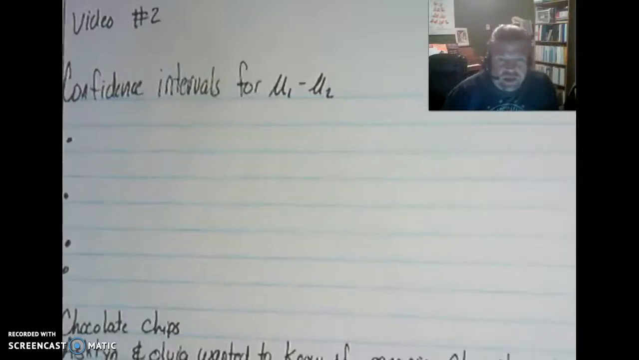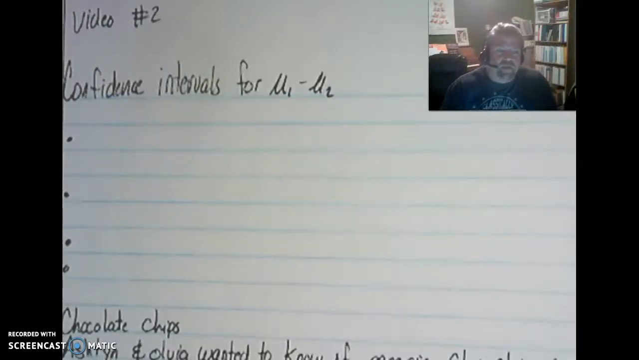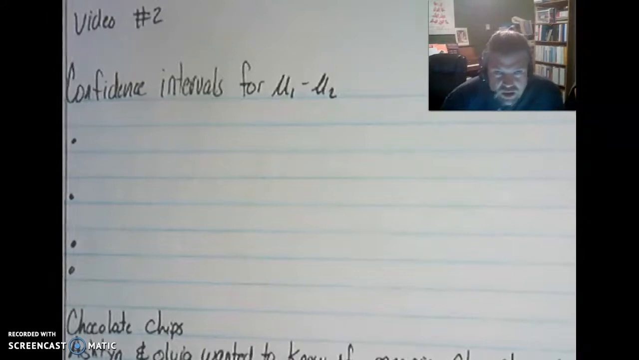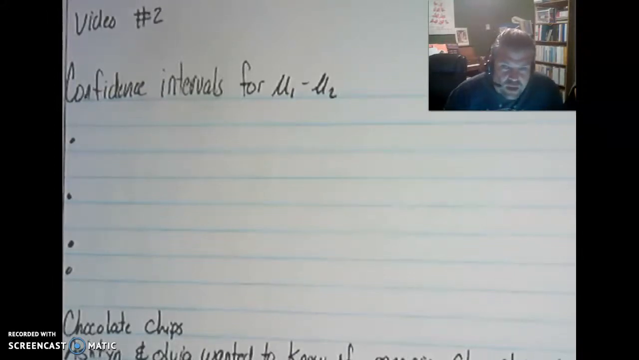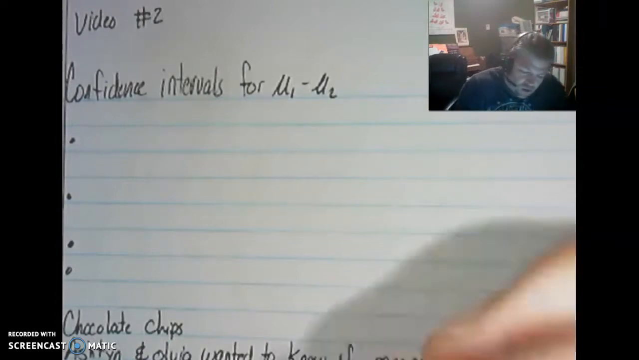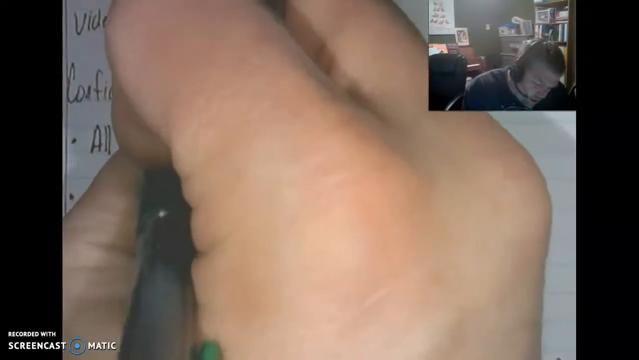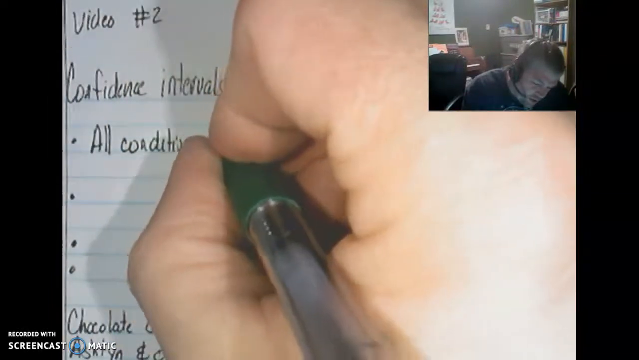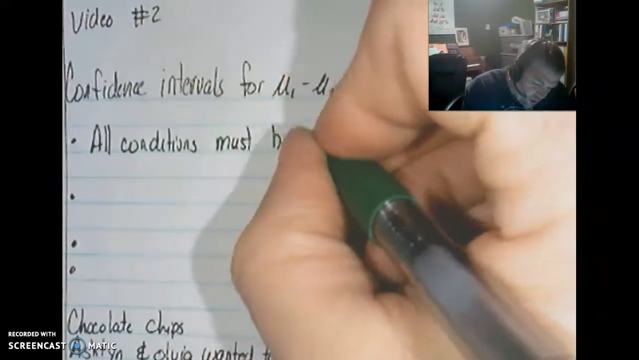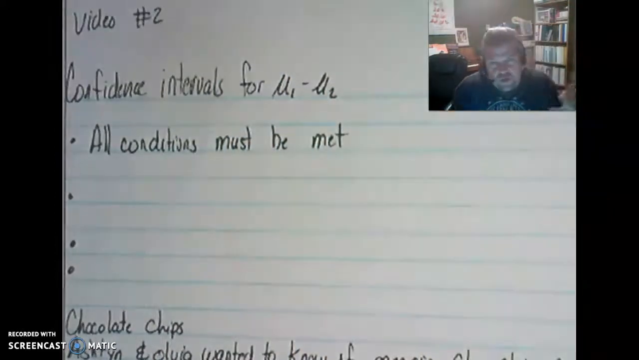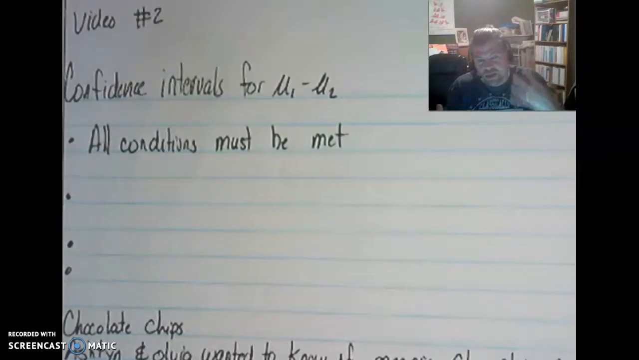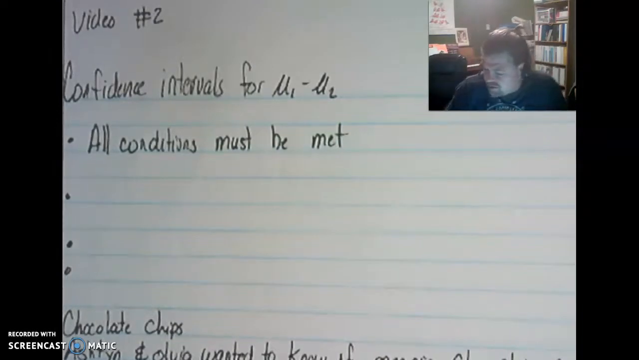Okay guys, here is our second interval video. We're looking at the mean of 1 minus the mean of 2, and we're going to do some confidence intervals. First thing, of course, is all our conditions must be met. Four conditions, the same four things that we've been talking about. Feels like forever. I'm not going to write them down.